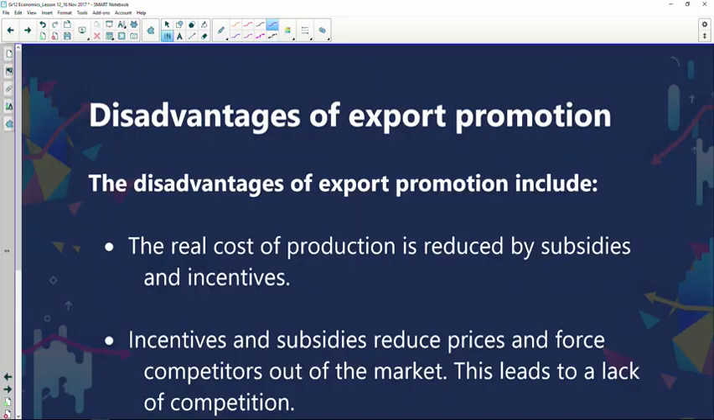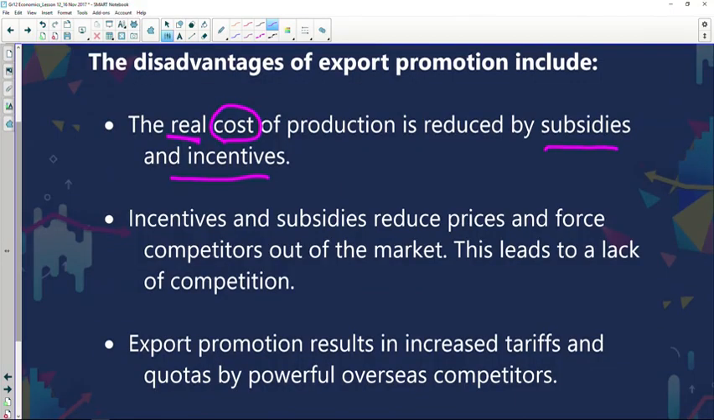So the first disadvantage that we're going to look at is that the real cost of production is reduced by subsidies and incentives. Remember we said that cost plays a very important role in all of this, and the fact that government has come in to provide subsidies and incentives in order to reduce the cost of production, because government wants to encourage local suppliers to produce goods that could be exported to other countries.